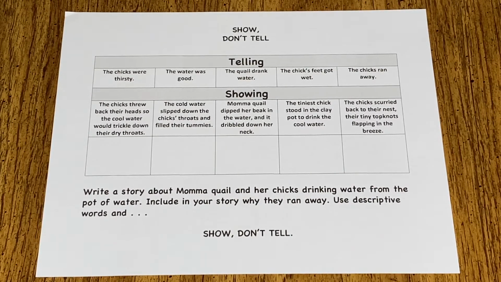The next example is the chick's feet got wet. So did you notice there was one chick standing in the pot of water? The tiniest chick stood in the clay pot to drink the cool water. So that gives you a better visual of what went on. And the final example is the chicks ran away. And how can I show that? The chicks scurried back to their nest, their tiny top knots flapping in the breeze.